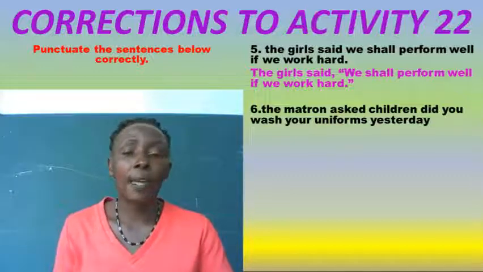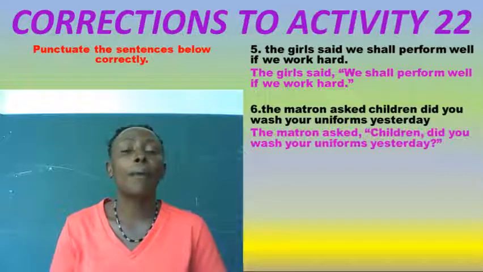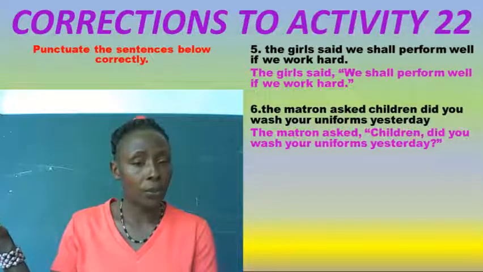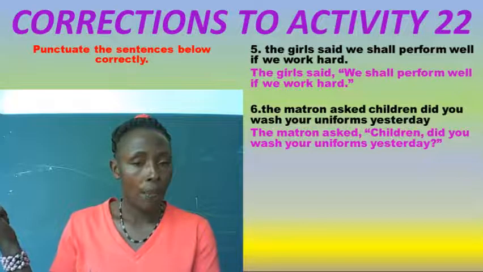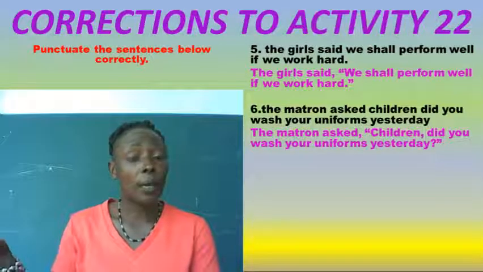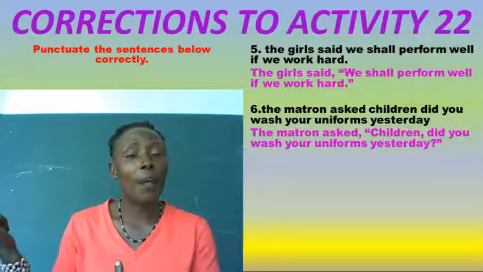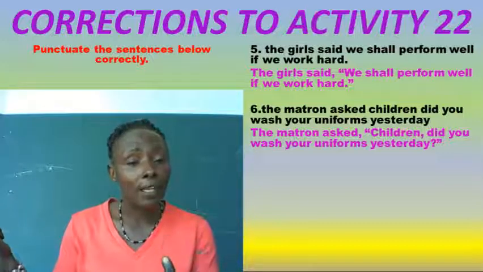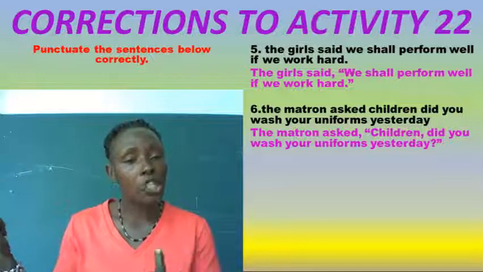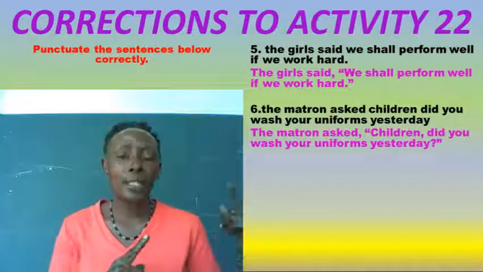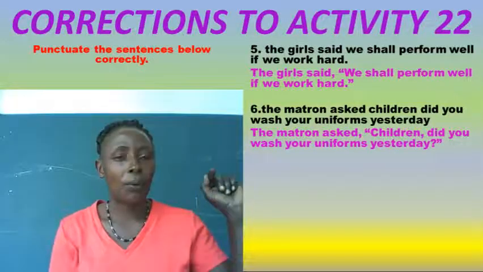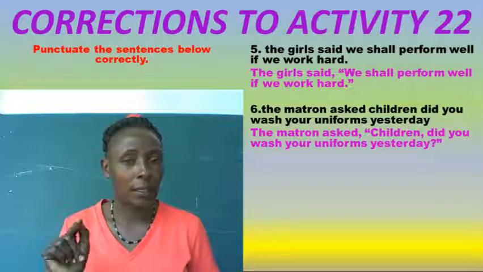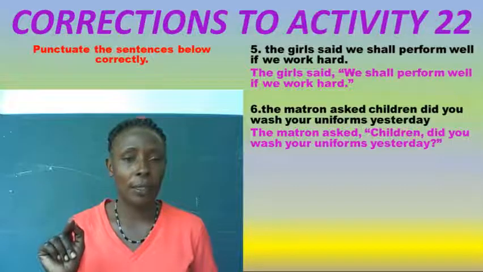We shall begin by writing our speech tag, the matron asked, comma, open the quotation marks or inverted commas. The actual words begin with the word children. Remember that the word that begins our actual words must begin with a capital letter. Our C must be a capital. Children, did you wash your uniforms yesterday? Write a question mark, then close the quotes. That is the answer for question 6. Take a note of that.